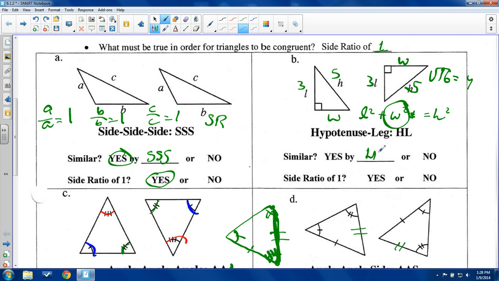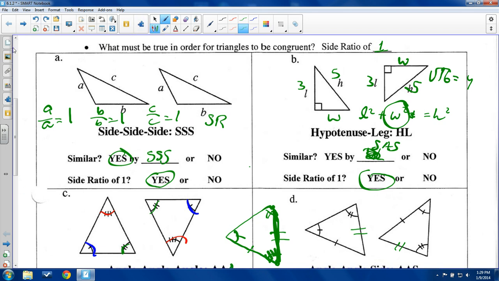This is by HL. Oh, I'm sorry. Similar. We haven't talked about similarity using HL, but once you figure out what this is with Pythagorean theorem, because it must be that one thing, this would be side, angle, side. Side, angle, side. And side ratio of 1, absolutely, there.